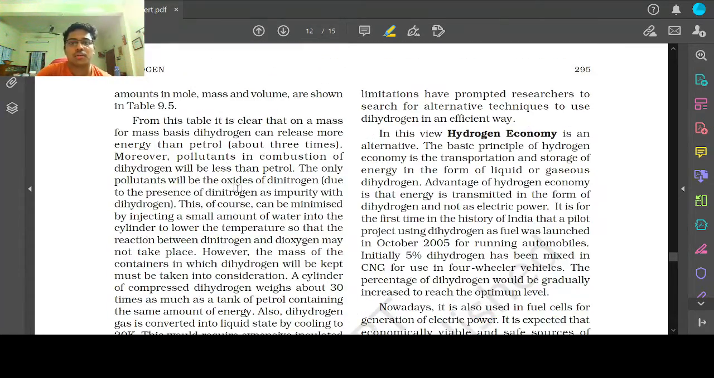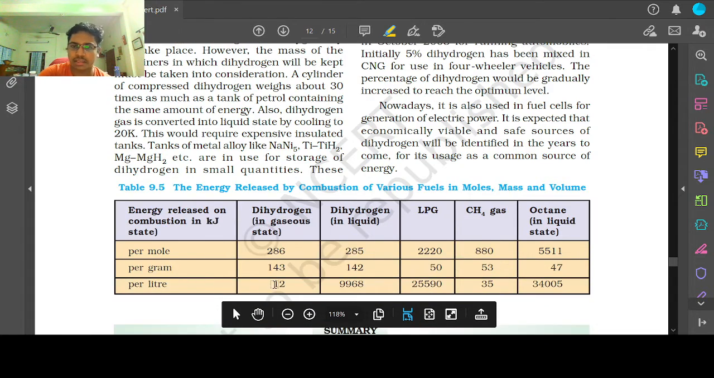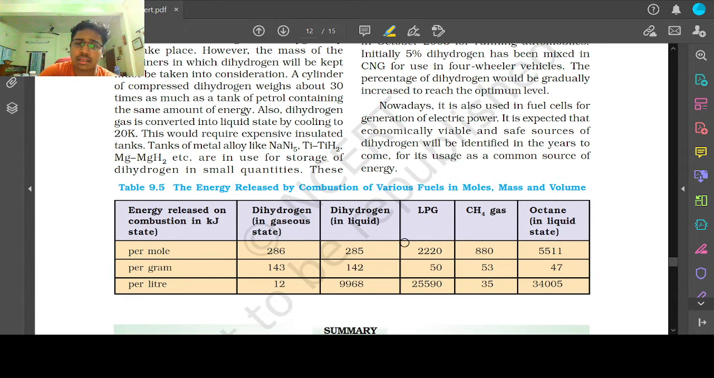Why is hydrogen useful? You can learn it from here, you can just compare it from here. In terms of per mole, octane gives the largest amount of energy, then comes LPG, then CH4, then dihydrogen in gaseous state, and then dihydrogen in liquid state. But dihydrogen is non-polluting in nature, and that way it is preferred over LPG, methane, or octane.